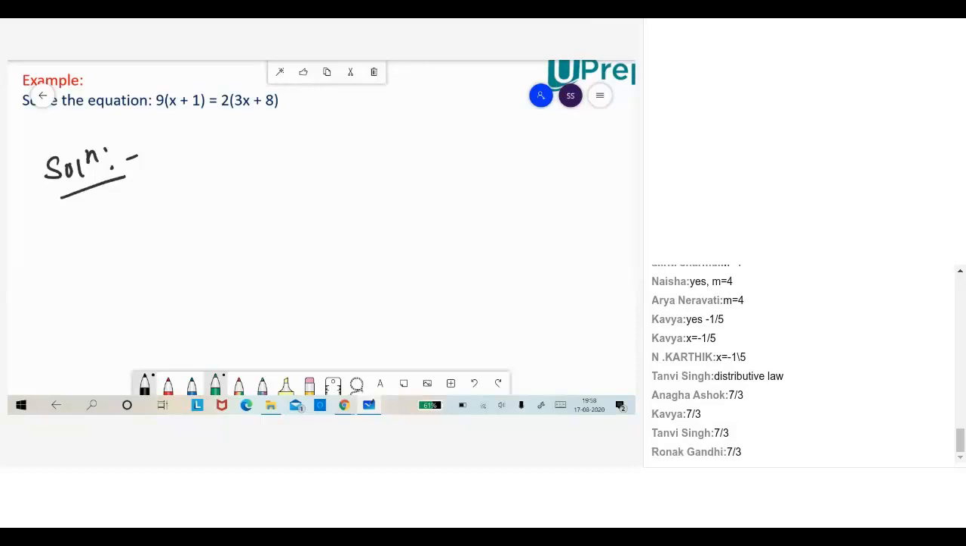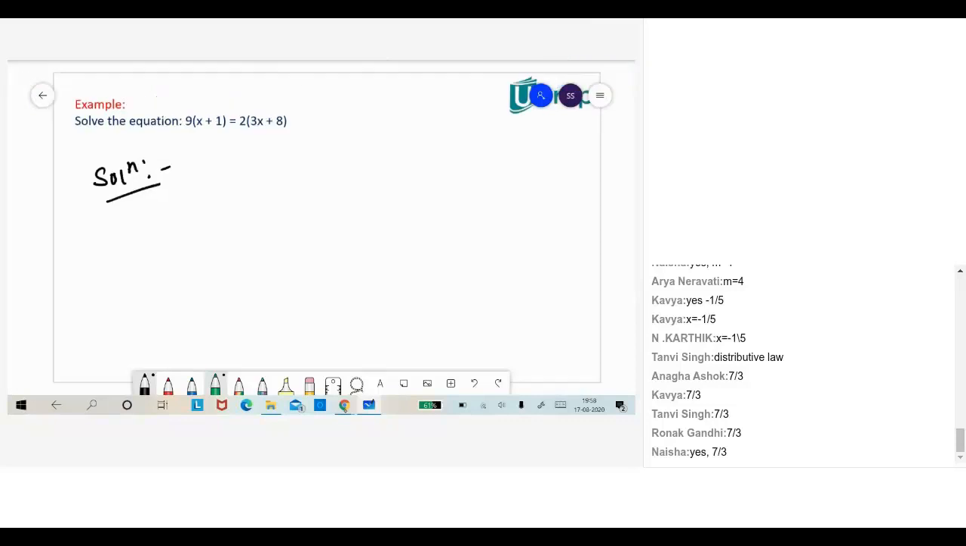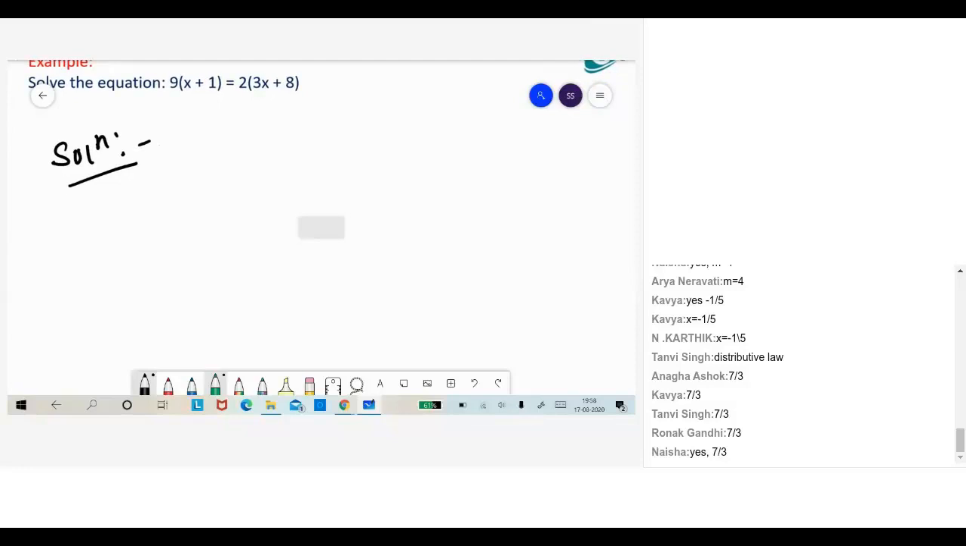See, let's solve this. Very simple one. What do you do? First, we'll multiply the LHS using the distributive law. What is 9 into x? Obviously, 9 into x is 9x. 9 into 1 is 9. That is your LHS. Your RHS, 2 into 3x is 6x. 2 into 8 is 16.